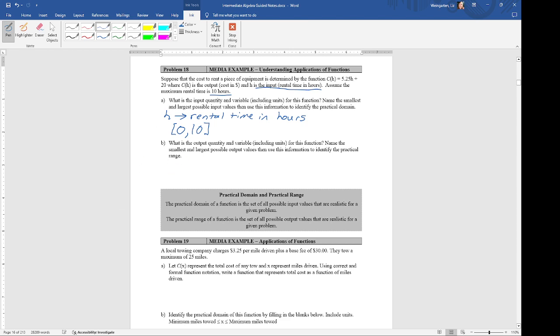What is the output quantity and variable, including units, for this function? Again, they were really nice to us and put it in the problem. So the variable is C, and that is cost in dollars.